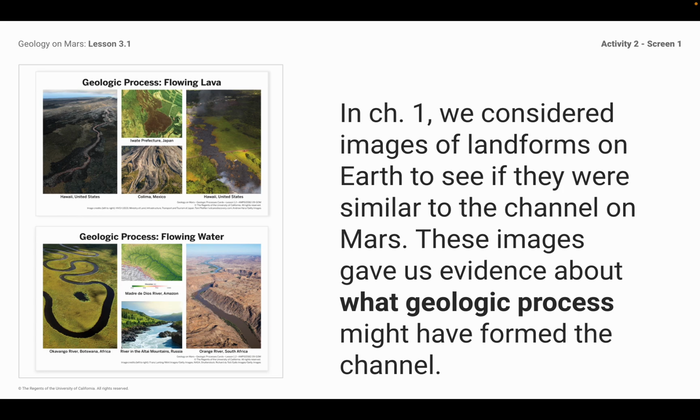So in chapter 1, we talked about these 2 images of the landforms, and they gave us evidence about what geologic process might have formed the channel. So the question basically is, could lava have formed it, or could water have formed it? And the answer is yes. For both of those, they could have. They both looked exactly the same. The picture on the left of the flowing lava and the picture on the very right of the flowing water sort of reminded us of what we saw on the channel on Mars.